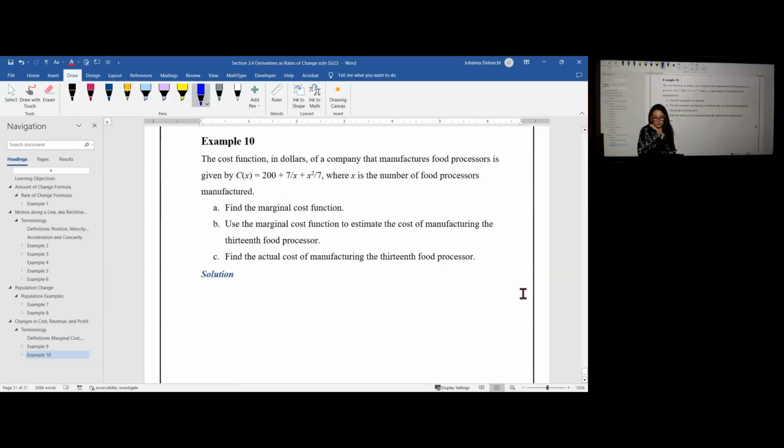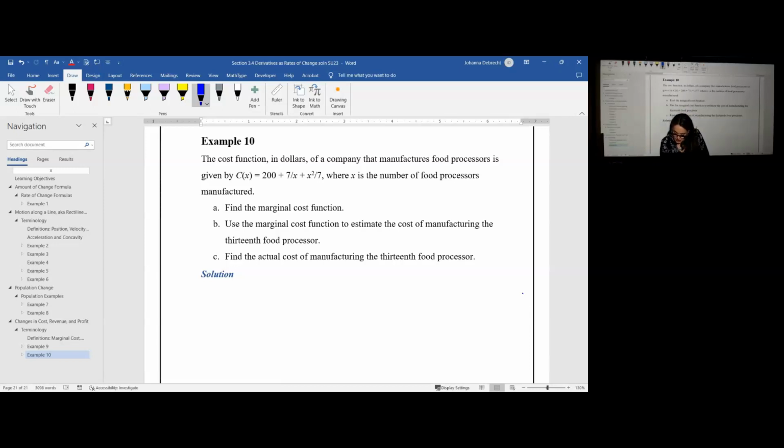The cost function in dollars of a company that manufactures food processors is given by 200 plus 7 divided by x plus x squared divided by 7, where x is the number of food processors that are made. We want to find the marginal cost function and then use it to estimate the cost of the 13th food processor. That means we actually need the marginal cost of the 12th, the one before 13. Then we want to find the actual cost of manufacturing the 13th food processor.